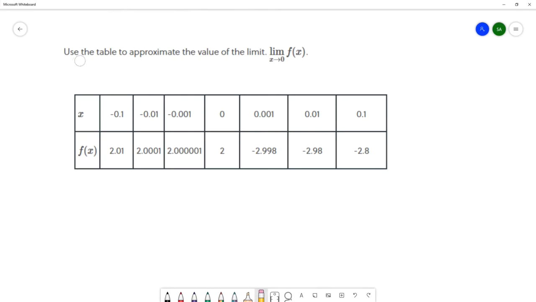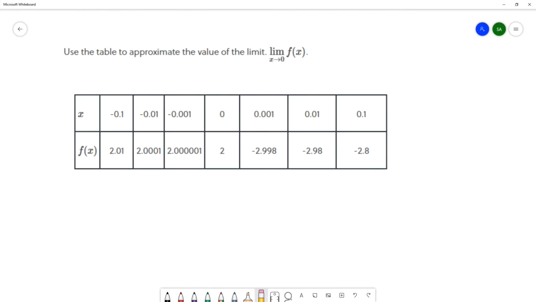So for this question, we want to use the table to approximate the value of the limit. And we want to find the limit as x approaches 0 of our function f of x. Now, as we look at the table, we want to see how the table was constructed. The limit we're interested in is approaching 0, and I can see 0 is in the middle of the table.